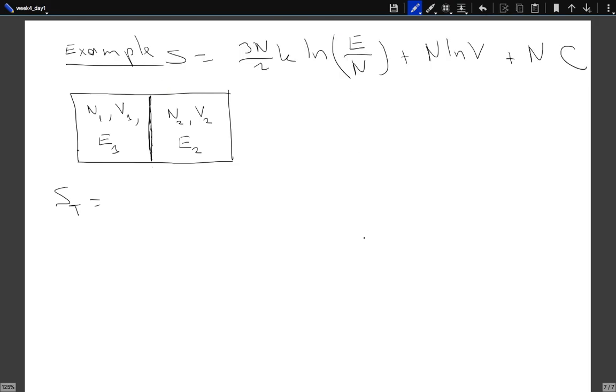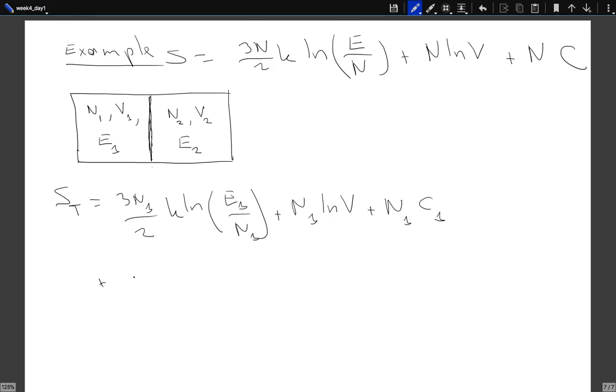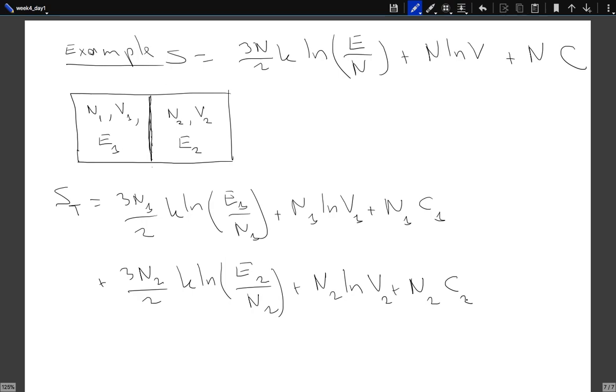Now this is the entropy. The total entropy of the combined system will be 3n1/2 k times logarithm of E1 over n1, plus n1 times logarithm of V1, plus n1 times C1, plus 3n2/2 k times logarithm of E2 over n2, plus n2 logarithm of V2, plus n2 times C2.